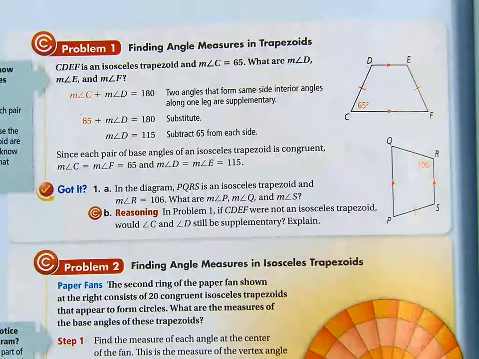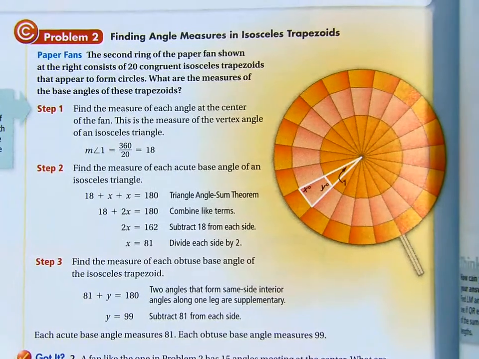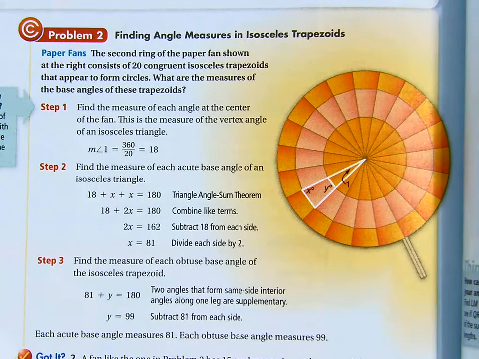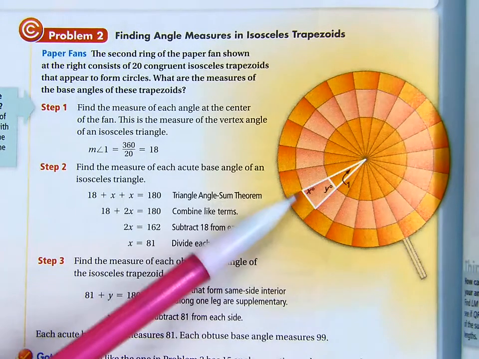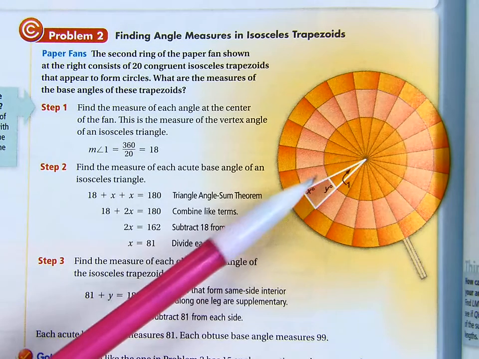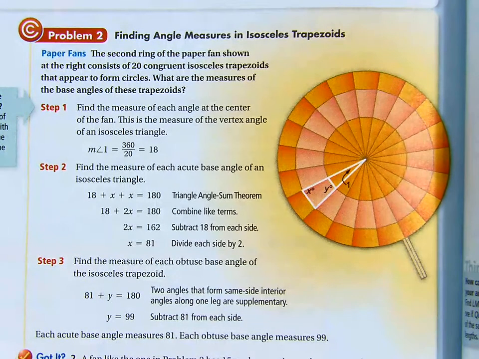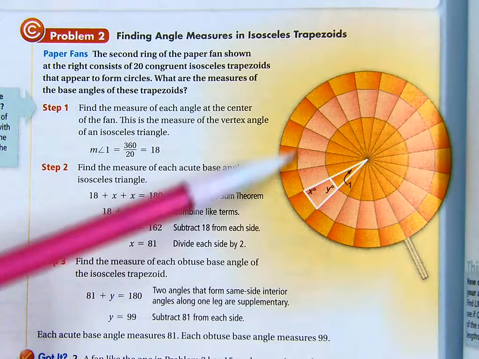Okay, next problem. We'll look at this one carefully. It says find the angle measure in an isosceles trapezoid. So it's the same thing we were doing at the top, but this is what I was talking about a moment ago. See how this is an isosceles triangle, but by drawing this segment now there's an isosceles trapezoid. Okay, so that's what I said about cutting it off. Now I said there are 20 of these congruent isosceles trapezoids in this fan.